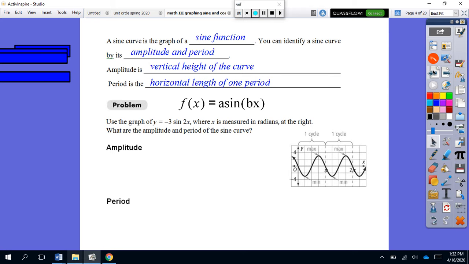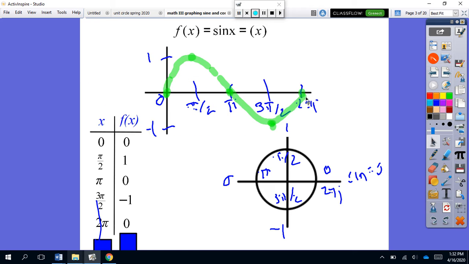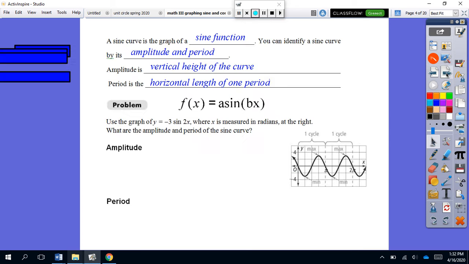So how long is this period? Well, this period starts at 0 and ends at 2 pi, so we call the length 2 pi, and the amplitude would be 1. In general, when we write a sine function, we write f of x equals a sine bx, where a is some number that tells us the height of our graph, and b is going to help us find the period, the length of our function.